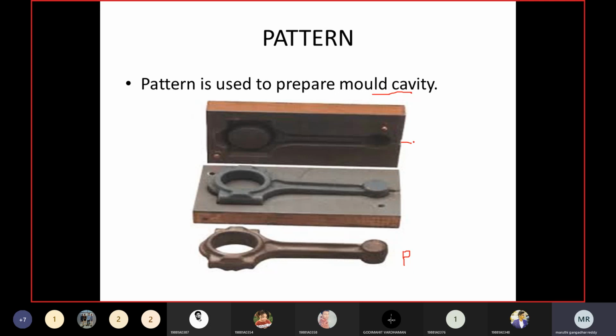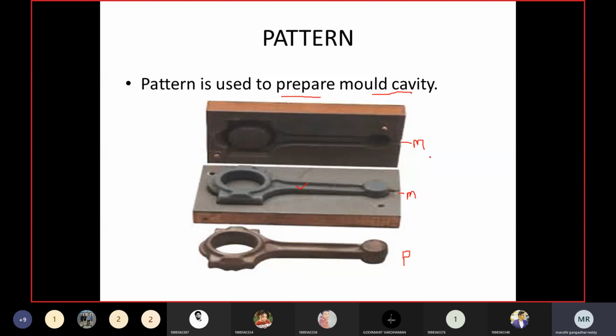This is called a mold cavity, and the top molding flask I can call a cope box, and the bottom one is called a drag box. With the help of this pattern I am preparing the mold cavity, and then after preparing the mold cavity I am pouring the molten metal, so that the solidified object is called a casting. This particular photograph clearly shows what a pattern is and what the purpose of the pattern is. The purpose of the pattern is to prepare the mold cavity, and into that mold cavity we pour the molten metal, and after solidification it takes the shape or form of the mold cavity.